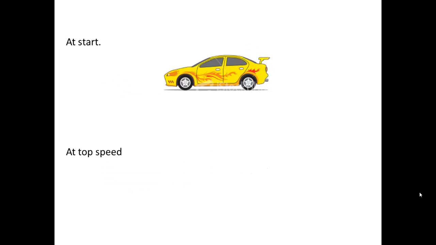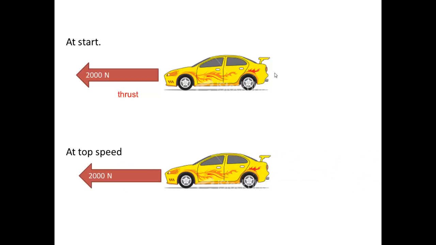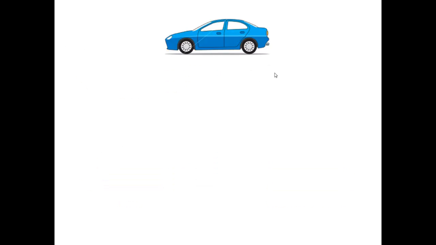Here we have a faster car. You can tell it's faster. Look at those go-faster stripes. So at the start, there's a force pushing forward, the thrust of 2,000 newtons. This is the thrust. When it's going at its top speed, it's going at 2,000 newtons forward, but it's not getting any faster, which means there must be a force pulling backwards also with 2,000 newtons, which will be the friction and the air resistance. This is the thrust, and this is the friction and air resistance.